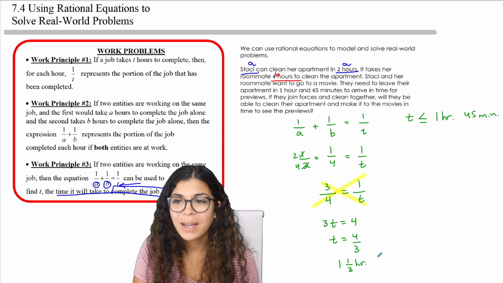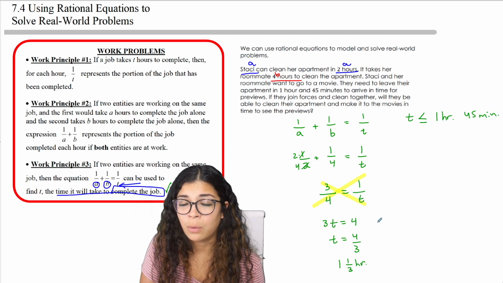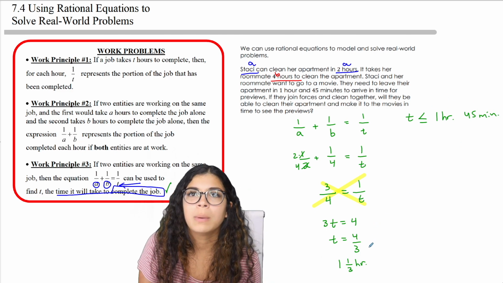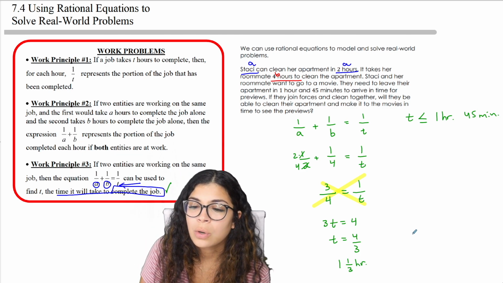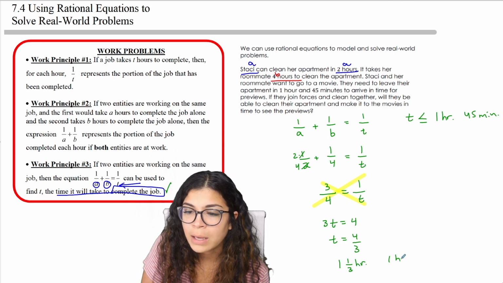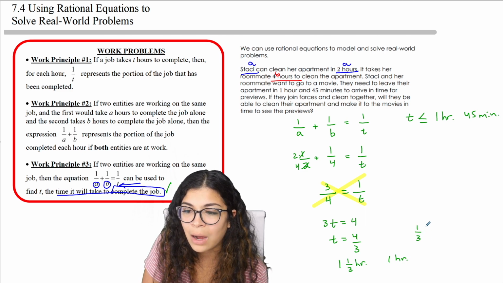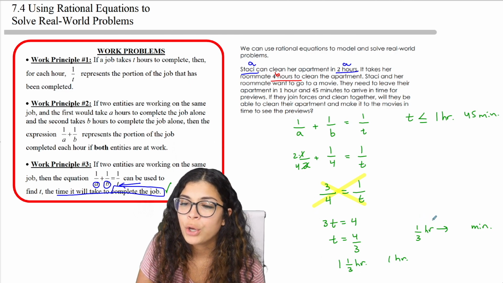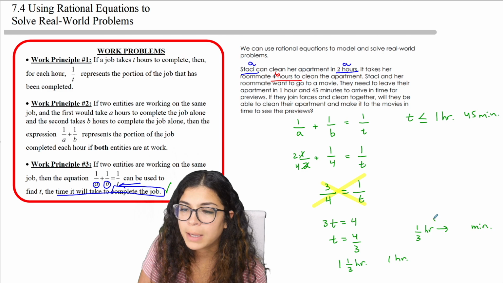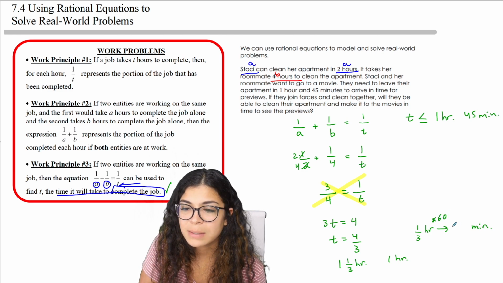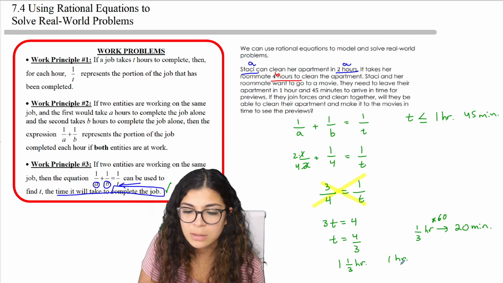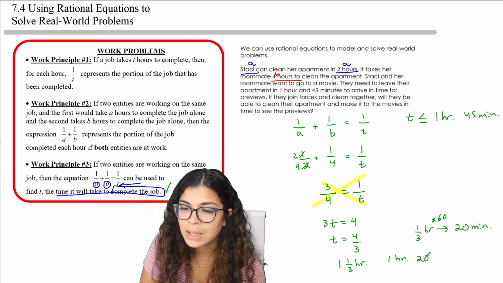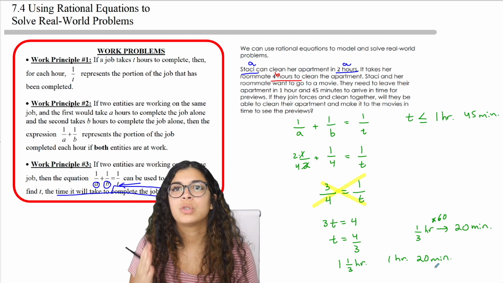Okay, now we have 1 hour and 45 minutes, so we need to figure out, we don't say it's 1/3 of an hour, we want how many minutes exactly that is. So we have 1 full hour, and then we're going to change the 1/3 of an hour to minutes. How we change that is we just multiply by 60, right? There's 60 minutes in an hour. So I'm going to change 1/3 by multiplying by 60. 1/3 times 60 is 20. So it takes 1 hour and 20 minutes if they work together.